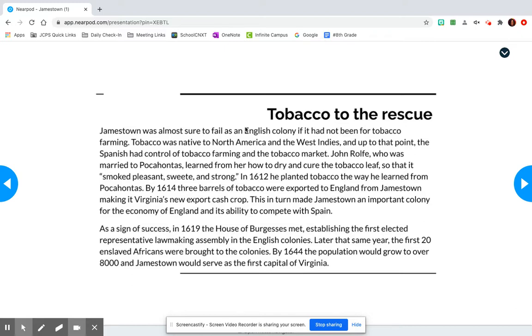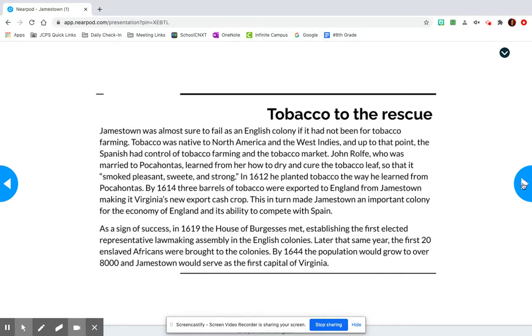By 1614, 3 barrels of tobacco were exported to England from Jamestown, making it Virginia's new export cash crop. This in turn made Jamestown an important colony for the economy of England and its ability to compete with Spain. As a sign of success, in 1619, the House of Burgesses met, establishing the first elected representative lawmaking assembly in the English colonies. Later that same year, the first 20 enslaved Africans were brought to the colonies. By 1644, the population would grow to over 8,000, and Jamestown would serve as the first capital of Virginia.